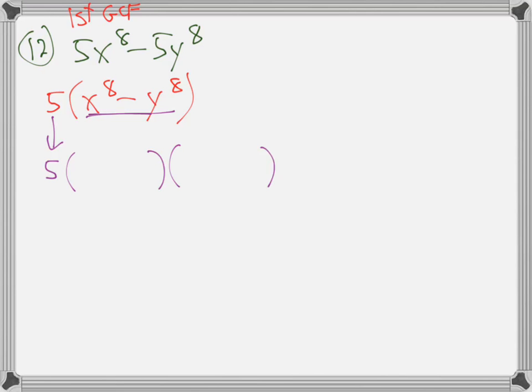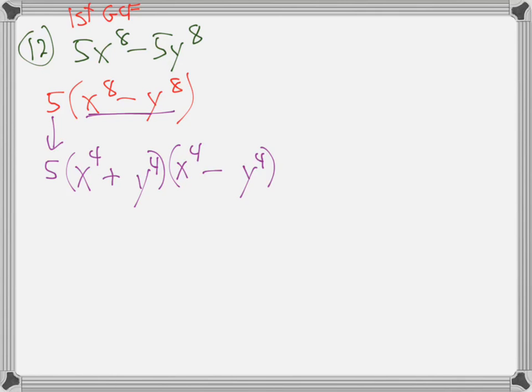With the two parentheses, it'll be x4, x4, because that makes 8, right? And y4, y4, because that makes 8. How do you get negative y to the 8th? 1 plus, 1 minus. Good so far? Right, because positive times negative makes negative.